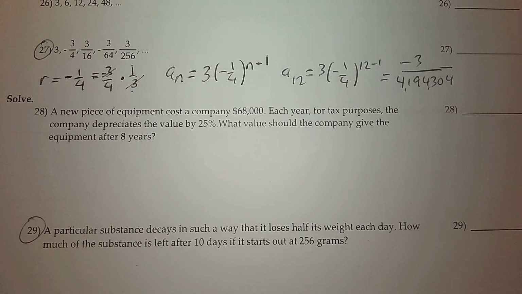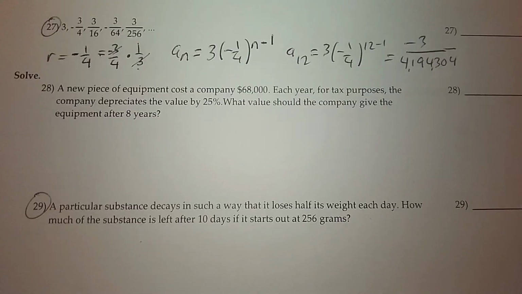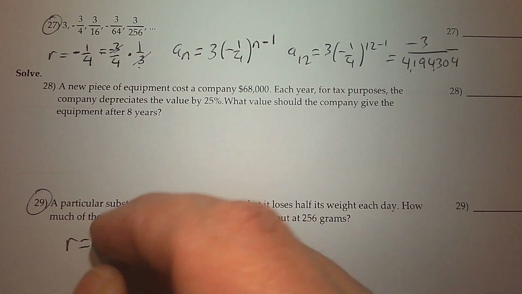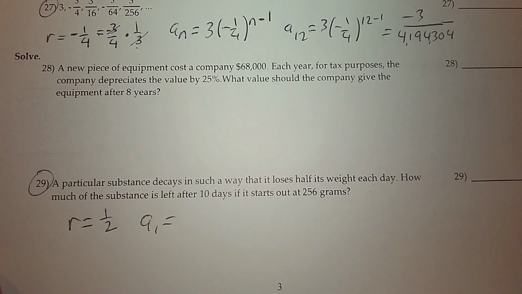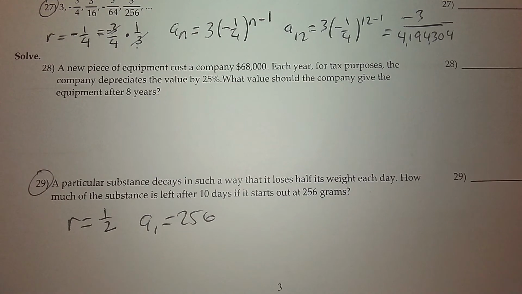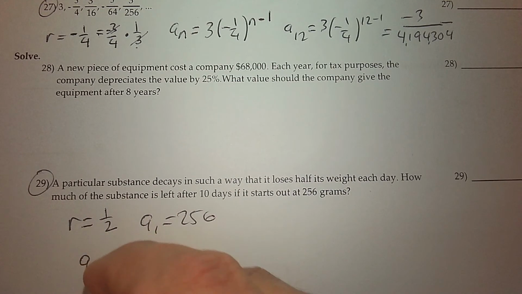A particular substance decays in such a way that it loses half its weight each day. How much of the substance is left after 10 days if it starts out with 256 grams? So this is a geometric story where the common ratio is 1/2. The first term is 256, and I'm not adding it up, it's a sequence.